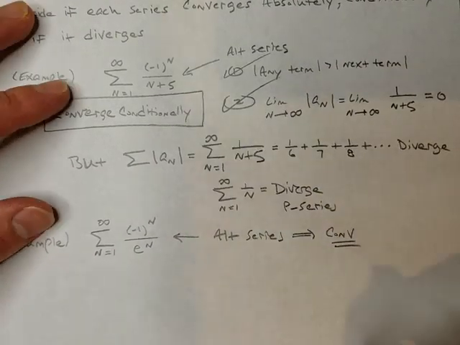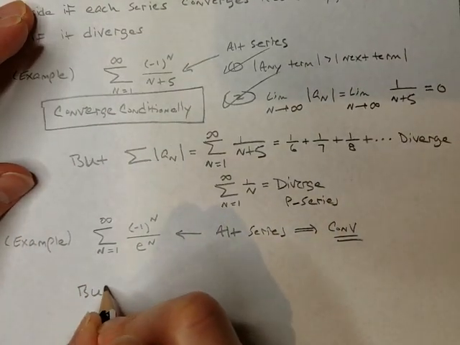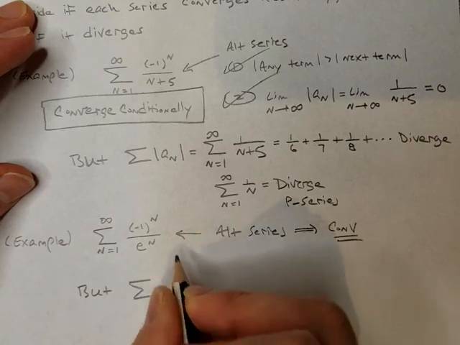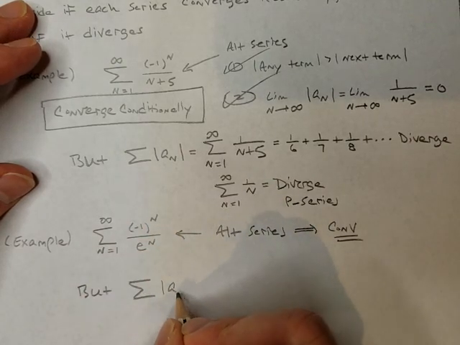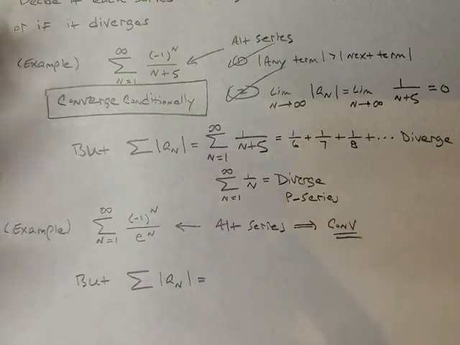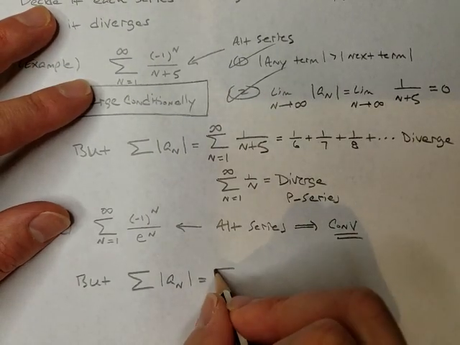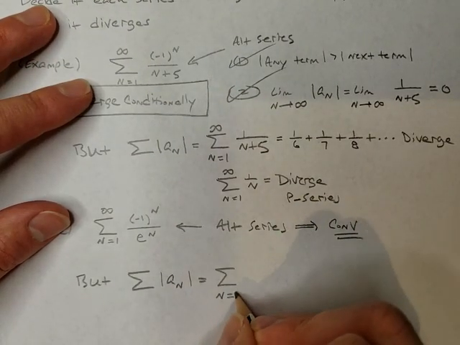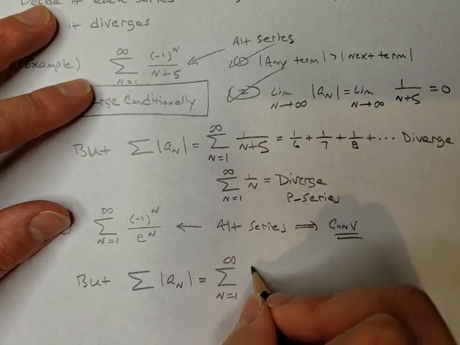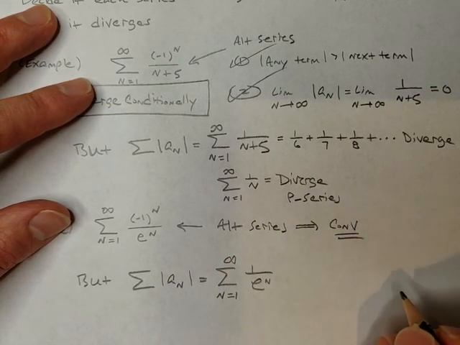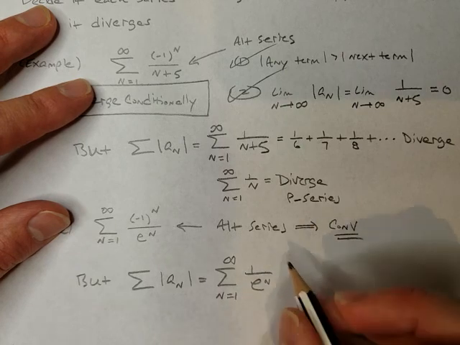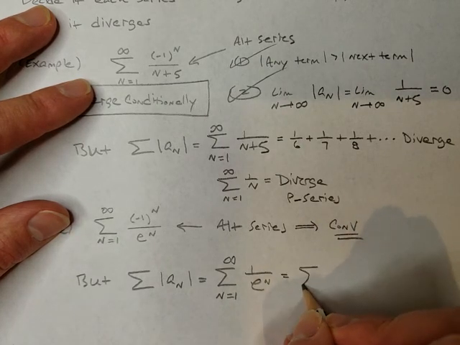All right. But what about if you took this series and you made all the terms positive? Then what would happen? Well, if I took this series and I made all the terms positive, it would be 1 over e to the n. And that, well, let's look at it like this.